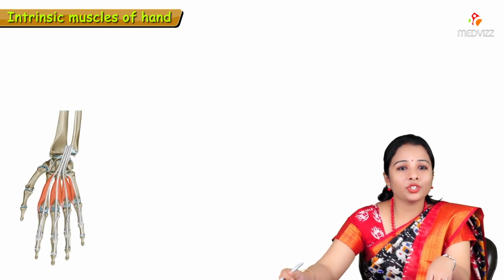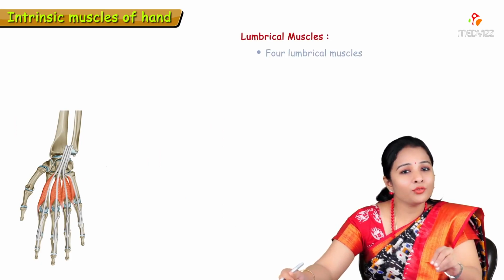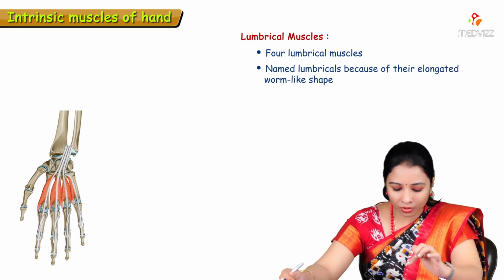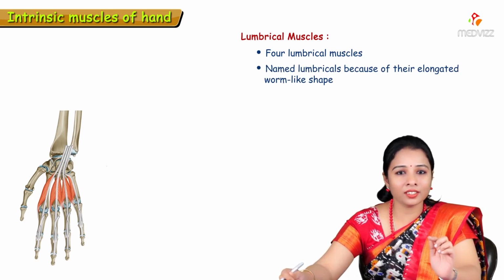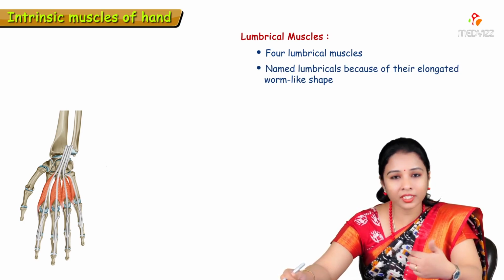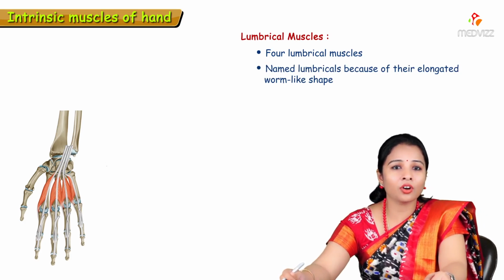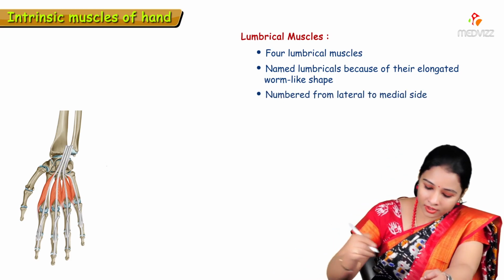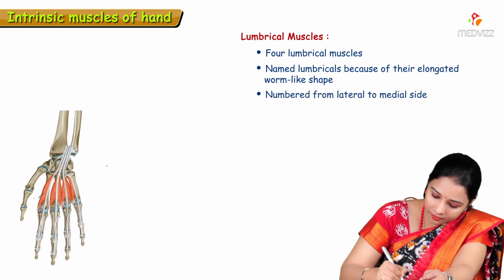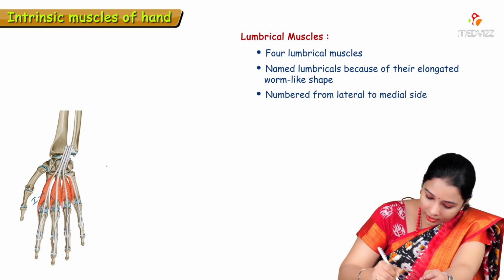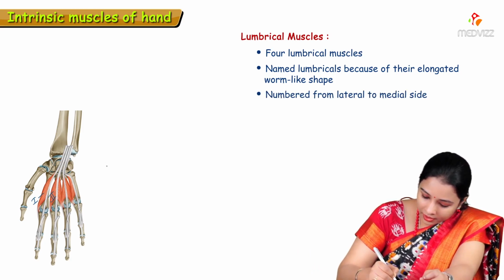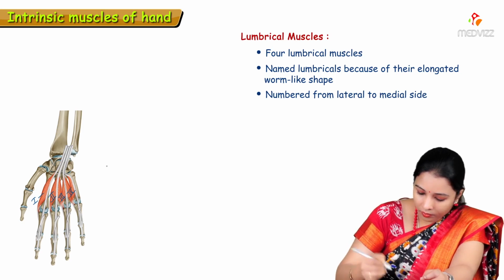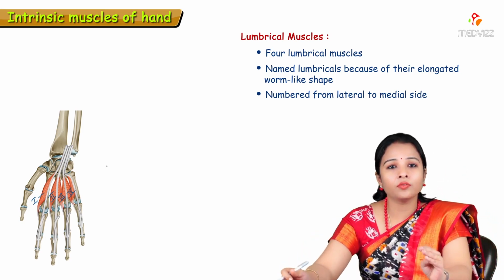So next, moving on to the lumbrical muscles, there are 4 lumbrical muscles. Lumbrical means worm-like. So these are worm-like muscles which are present between the tendons. That is the reason they are called lumbricals, and they are numbered: this is the first lumbrical, second, I am writing over it, and the third and fourth. So there are 4 lumbricals.